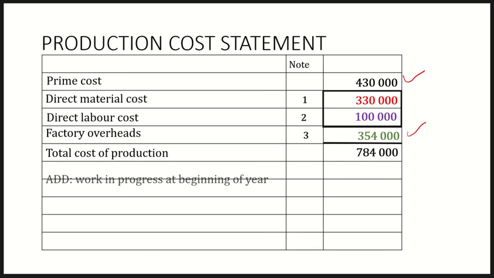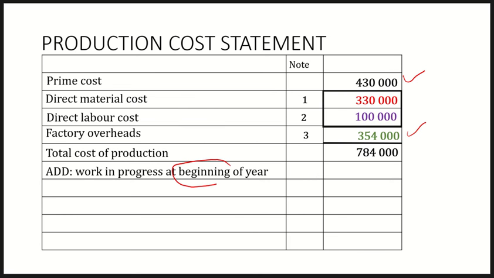The other one will be work in progress. You bring work in progress. This format will never change. But work in progress at the beginning of the year, I highlighted it even earlier on. What do we do with it? We add it. Hence I'm gonna have the balance at the beginning of the year, which is 40,000. And then you're gonna add it to the 784,000, it'll give you 824,000.